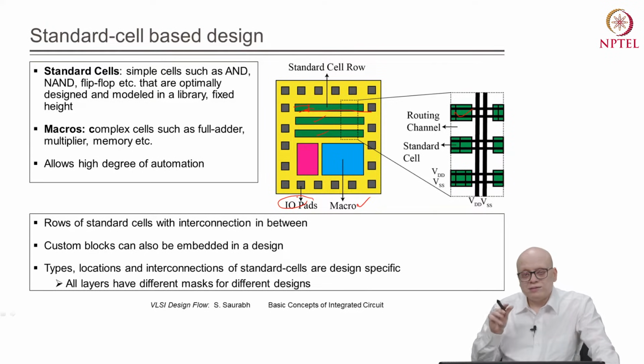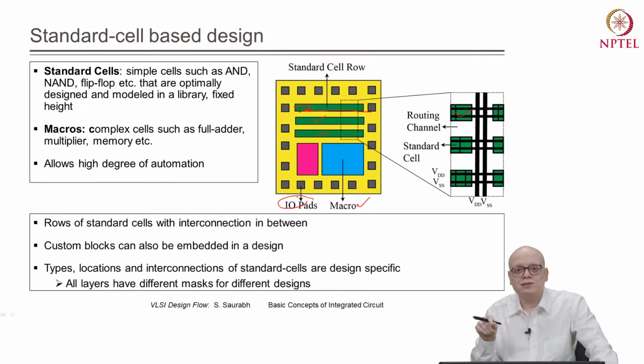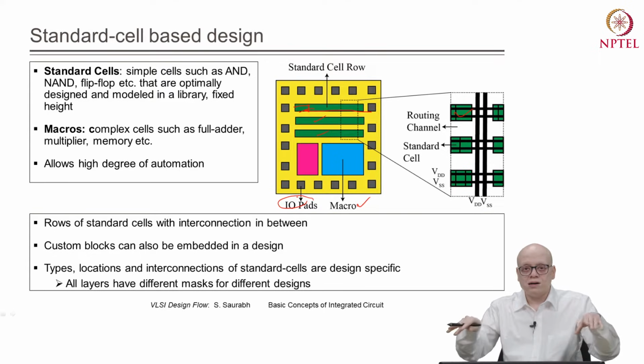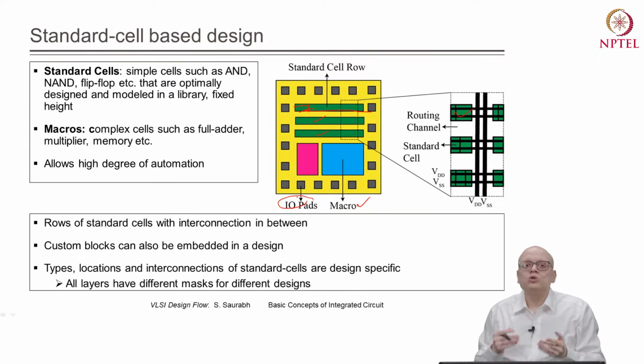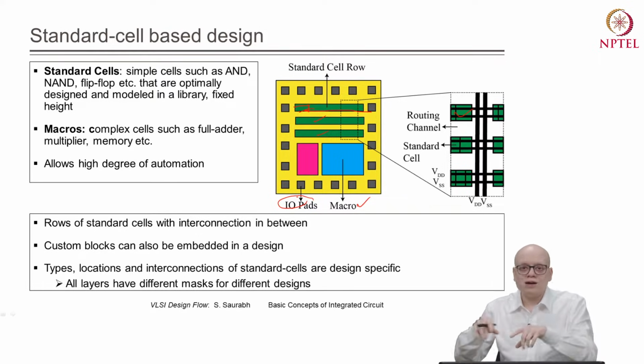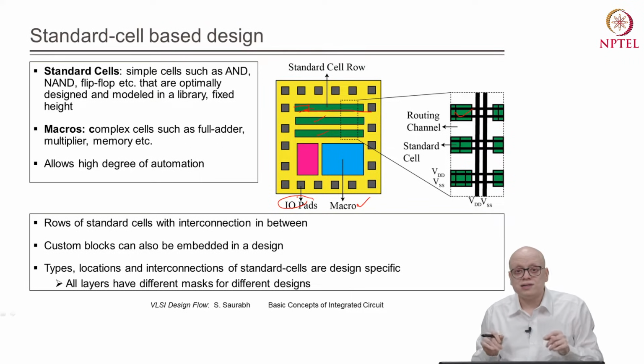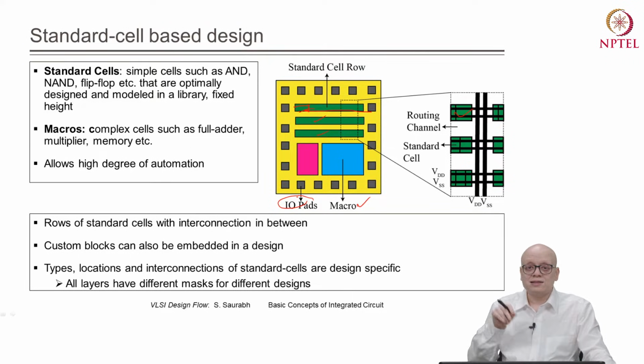So since we are allowed to change the location of a standard cell, and a standard cell internally contains the transistors, what it means is that when we make a design, all the layers, even the masks related to the device layer and also the interconnect layers, those will be design specific. Why? Because we don't know where the devices are on the layout. The layout is still made by the designer.